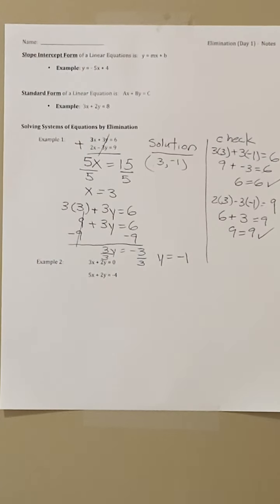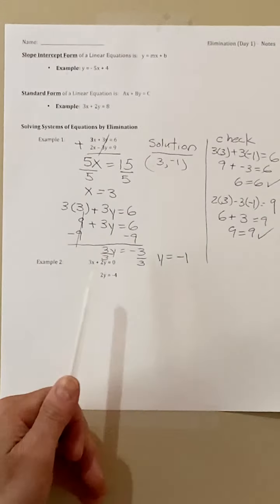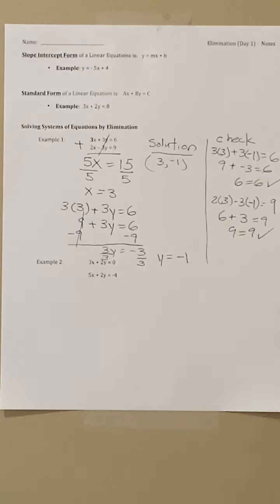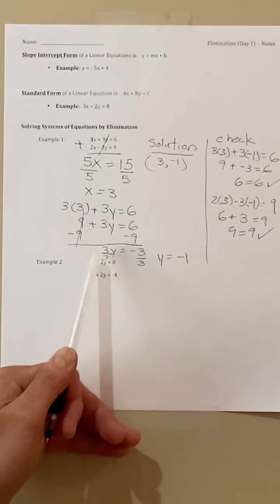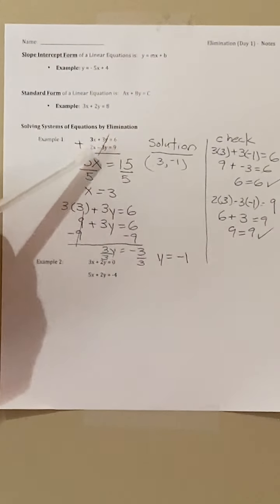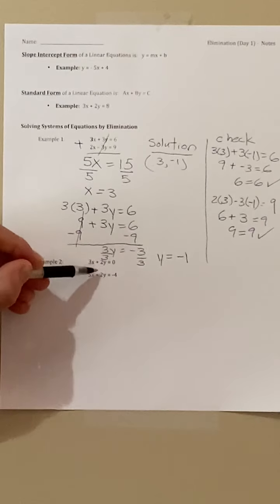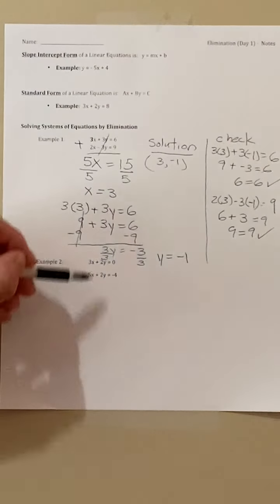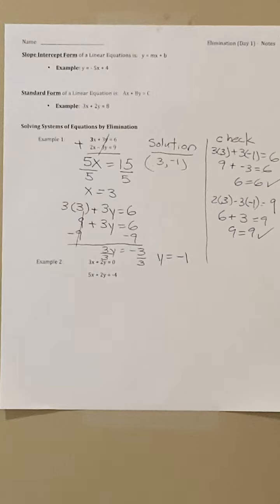All right, now we're going to do one more example here. Let's look at example 2. I have a system of equations, 3x plus 2y equals 0, 5x plus 2y equals negative 4. Now the problem with this system is that if I add these together, neither of my two variables will eliminate. I don't have a zero pair like I did in this case. It looks like I might. I have 2y in both equations. But if I add 2y and 2y, I get 4y. So neither of these variables are going to cancel out when I add the equations together.